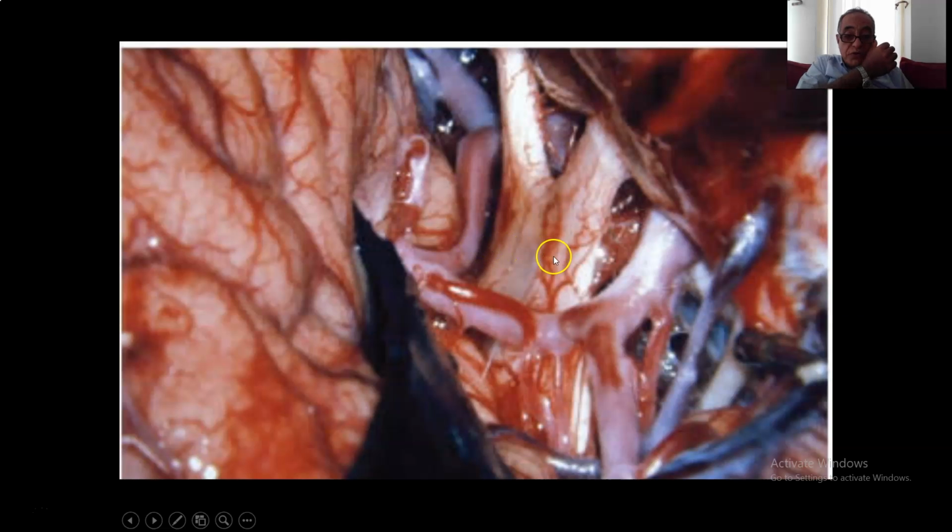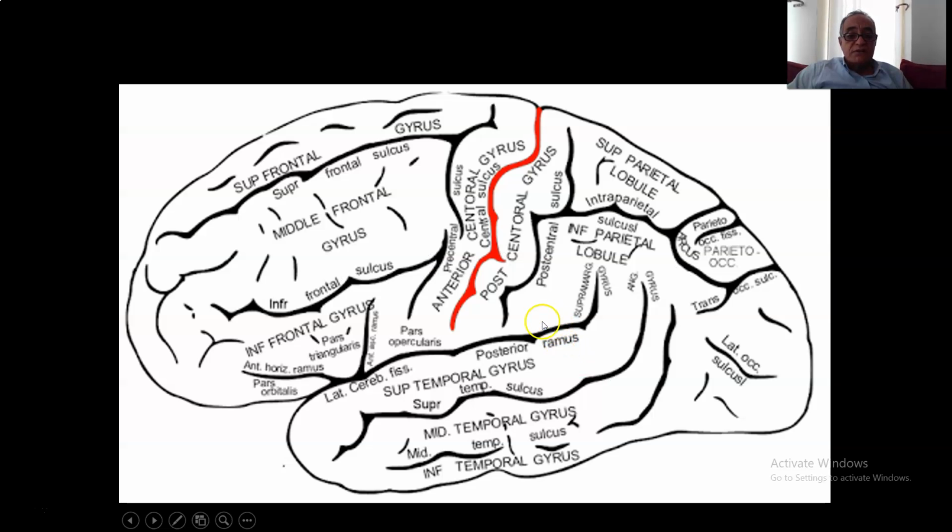This is to show you the deep part of the sylvian fissure, where the M1 and M2 are entering inside the sylvian fissure, what we call the orbito-insular sulcus, or the spheno-insular part, or the deep part of the sylvian fissure. The central sulcus is a very important sulcus separating the frontal lobe from the parietal lobe, and as you see here, the central sulcus extends downwards into the insula and extends on the medial surface of the cerebral hemisphere.